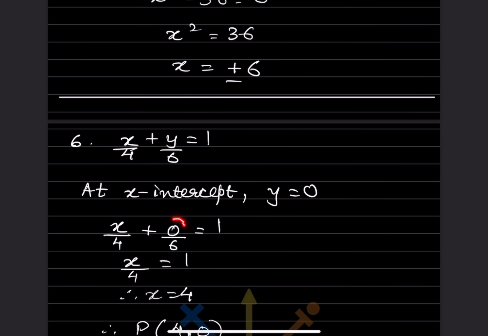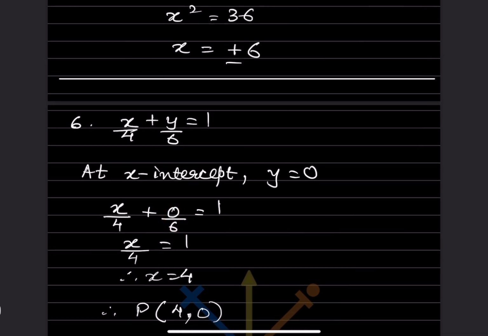So now what happens here? 0 by 6 means anything by 6. If the numerator is 0 and any number is here, that is going to be 0. So this is going to be 0. So x by 4 is equal to 1. So x will be, if you take this 4 on this side, that is going to get multiplied.